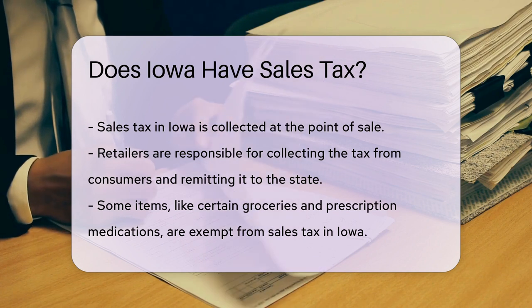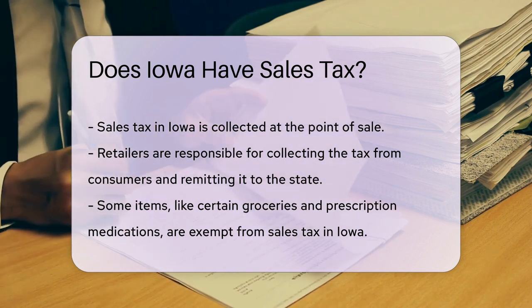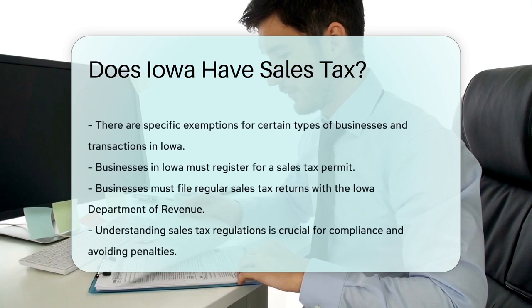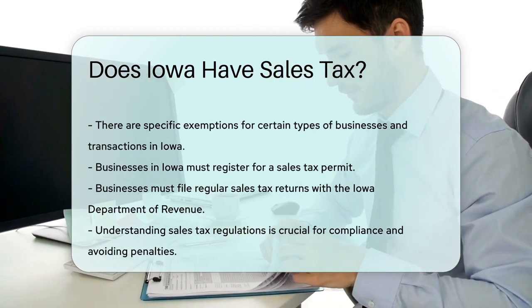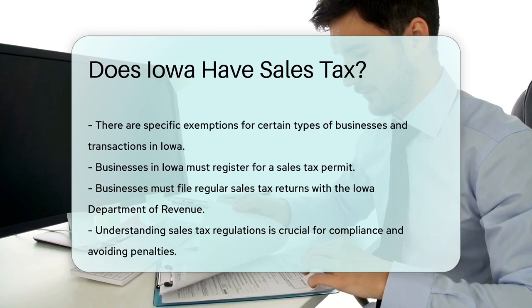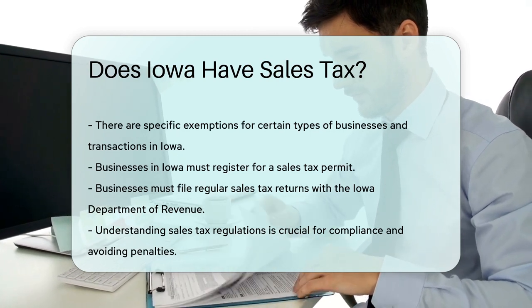Businesses operating in Iowa must register for a sales tax permit. They must also file regular sales tax returns with the Iowa Department of Revenue. This ensures that the collected taxes are accurately reported and paid to the state.